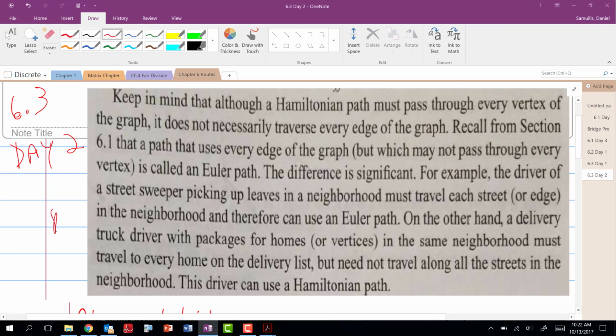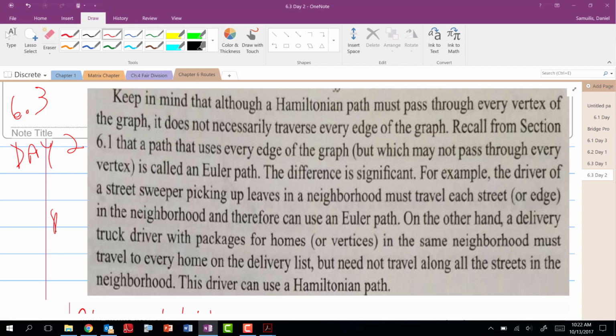All right. So straight out of the book, things that I've been talking to you about as far as what's going on behind the scenes, so that you have a better chance of memorization. Right here, cutouts from this paragraph. A Hamiltonian path must pass through every vertex of a graph, not necessarily hitting every edge. Hitting every edge is called an Euler path. The difference is significant, going over that sentence right there.